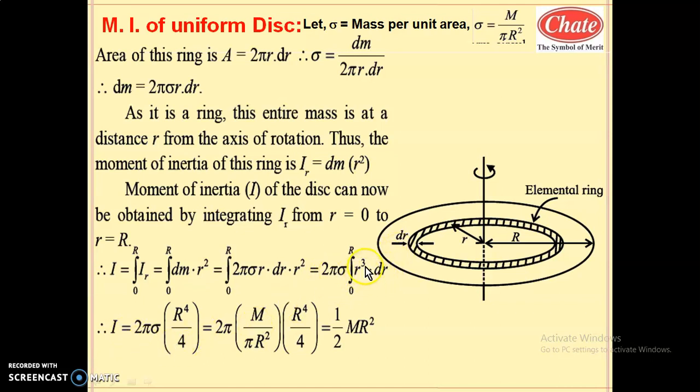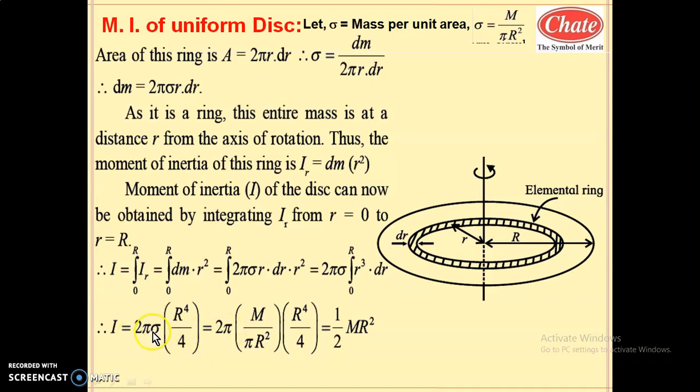Integration of this r cube will be r raised to 4 by 4, small r raised to 4 by 4, over the limit 0 to capital R. Substituting upper limit minus lower limit, we get the term capital R raised to 4 by 4. That is the integration of this term. That is capital R raised to 4 by 4. So it becomes 2 pi.